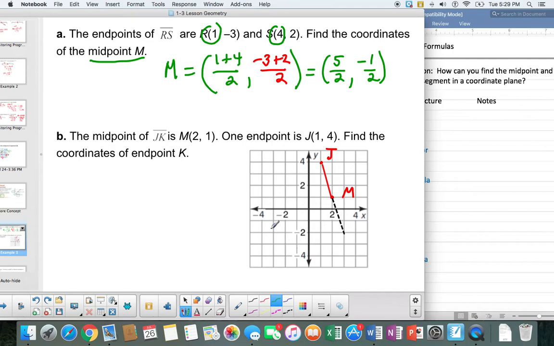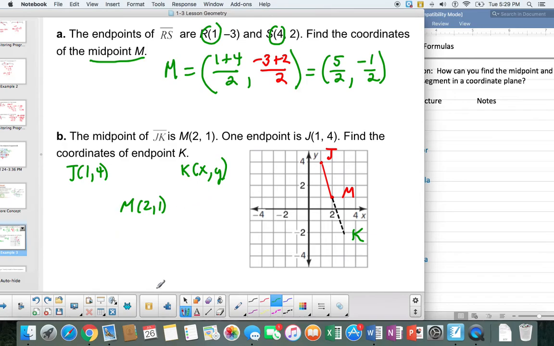Now let's take a look at what would happen if I was given the midpoint. So if I was already given the midpoint at 2, 1, and one of my endpoints was J, they're asking us to find the other endpoint, which is K. All right, so let's go ahead and write this up. My midpoint is 2, 1. One of my points is J, which is 1, 4, and the other point, I don't know.